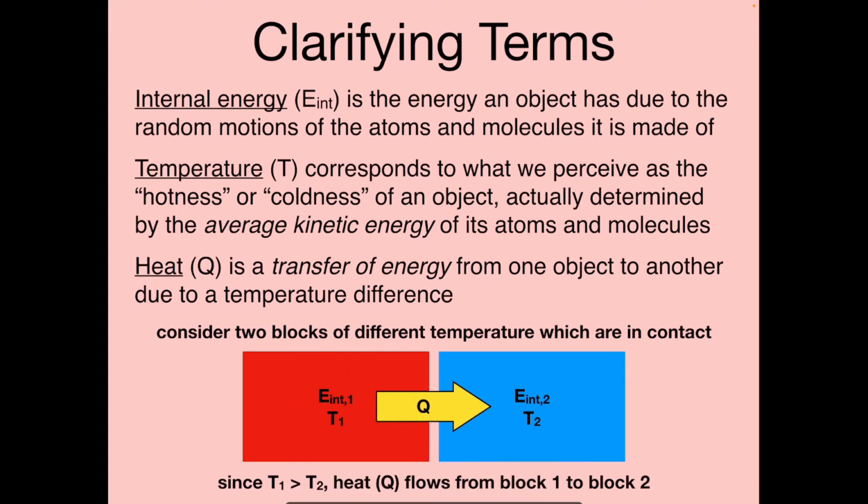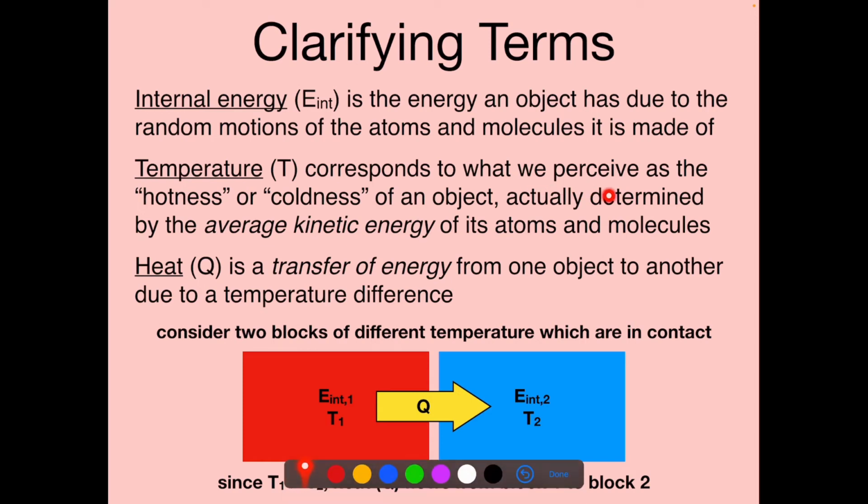So that's the idea. Now, temperature is what we typically think of as the hotness or the coldness of an object. But as we've seen, temperature is actually determined by the average kinetic energy of the atoms and molecules that make up an object. So if things are moving faster on average, then the temperature is higher.